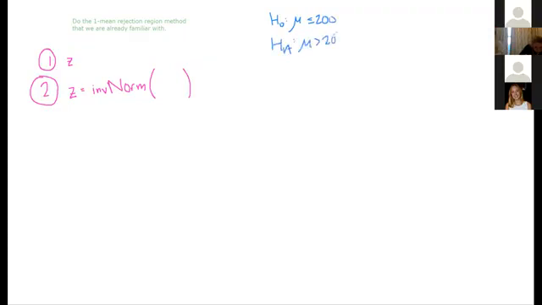So because it's the right-tailed test, Evelyn, do you have my cheat sheet? The one mean, it basically says one mean at the top. Do you have that? Yeah, I think so. Do you have it in front of you? Because if you don't, it's no big deal. Yeah, I do.